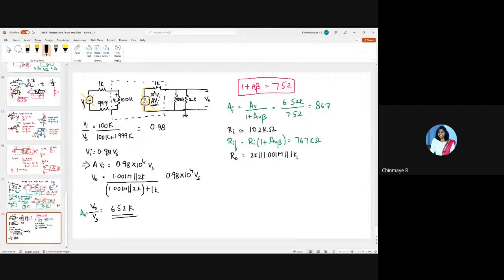This is how we calculate the output impedance, right? You short the input. So when you short the input, Vi is also 0. A times Vi is also 0. So therefore, 1K is coming in parallel with 2K and 1.001 mega ohms. Right? So how much does it come up to? 666 ohms. Okay, 666 ohms. Now calculate what is ROF.